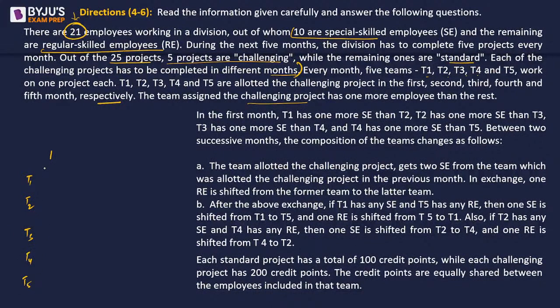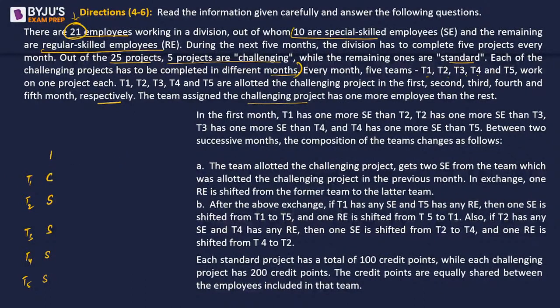So in the first month, let's say in the first month, T1, T2, T3, T4, and T5. These are the 5 teams. So in the first month, T1 will take challenging project. T2, T3, T4, and T5 will take standard projects. Okay. Now, how many total employees are there? 21 employees. So the team assigned the challenging project has one more employee than the rest of the teams.